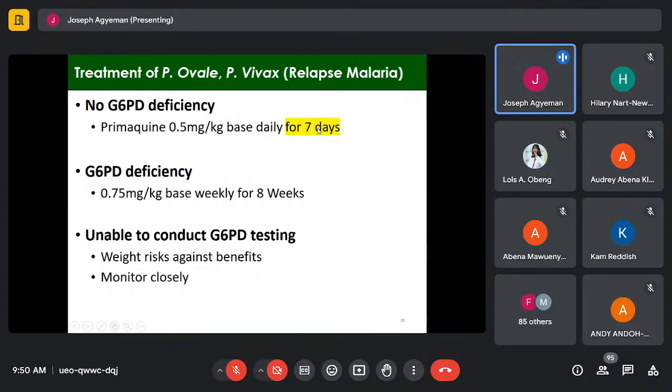Previously, before the 2023 update, the recommendation was for 14 days. But nowadays, they've reduced it to 7 days. Remember, you are taking this in addition to the ACTs to kill the erythrocytic stage. Primaquine is to be added. So for those who don't have any G6PD defect, this is what they are going to take.